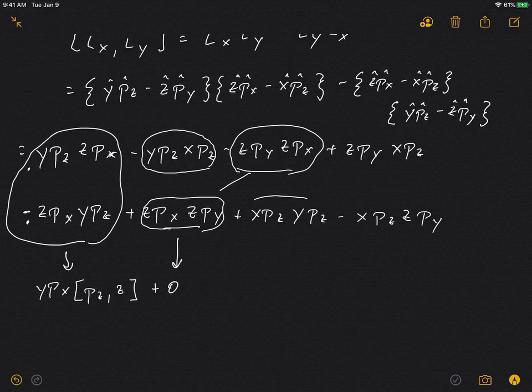Similarly, let's take a look at these two. These, again, all have operators that commute with each other. PZ commutes with itself, X and Y commute with each other, and X and Y commute with PZ, so they all commute. So we can rearrange them so that they're exactly the same, except they have opposite signs, so they're going to add up to 0.